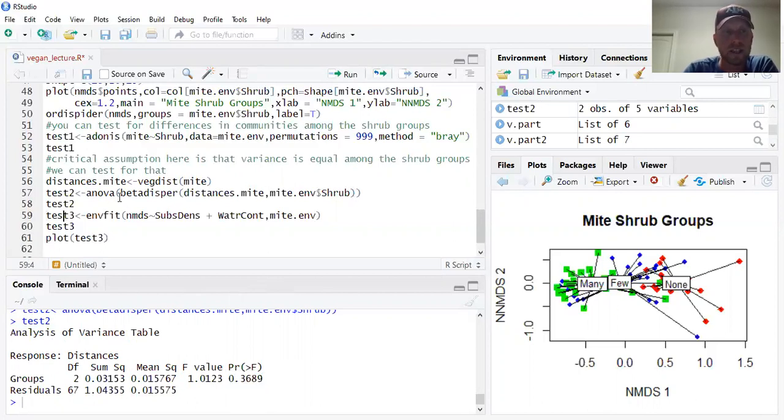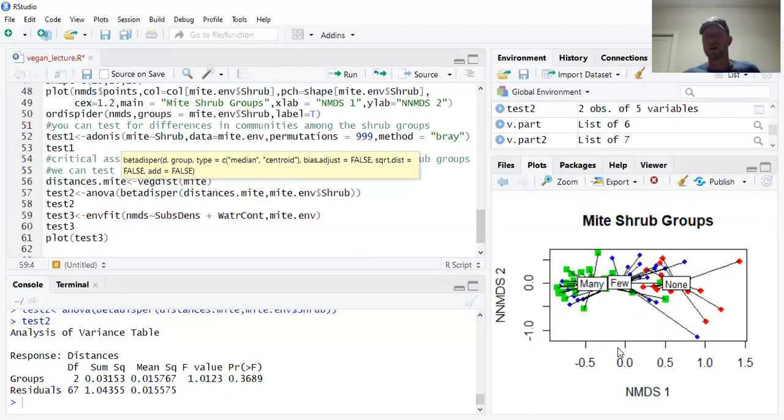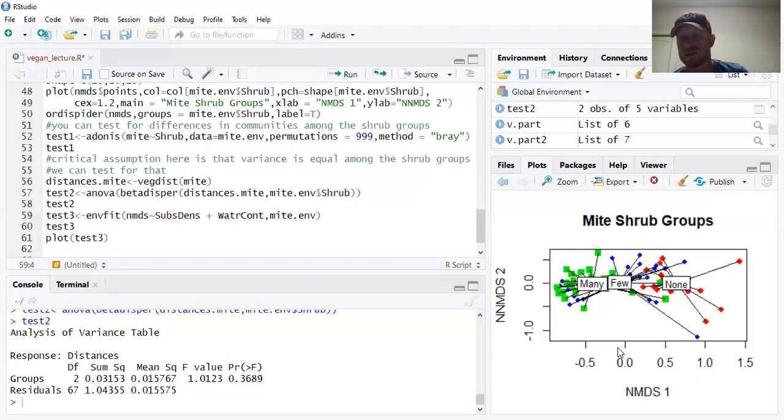The thing that I'll end with then is this idea of, well, okay, so we've got these groups that are distributed across NMDS1. They're related. At least 21% of the variation is related to many, few, or none of the shrub density. But we can also compare that to some of those continuous variables that we were thinking about at the beginning. In particular, substrate density and water content. And you can test for significant correlations with continuous variables using this envfit function, okay? So here we're using envfit.